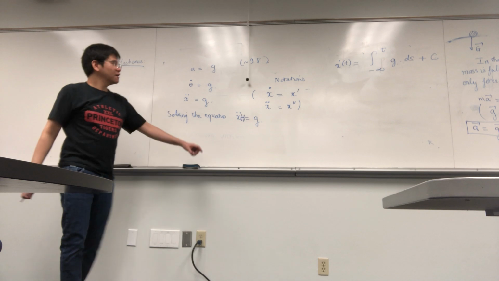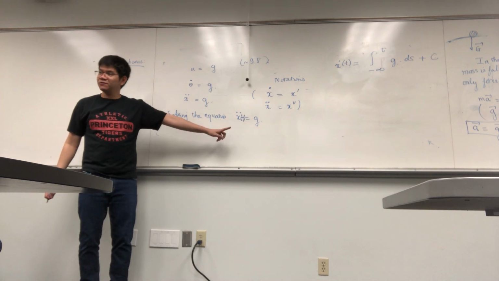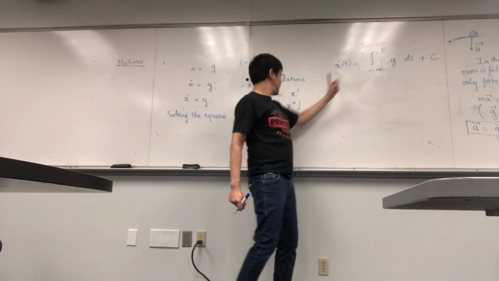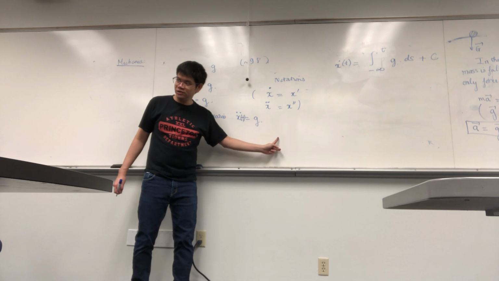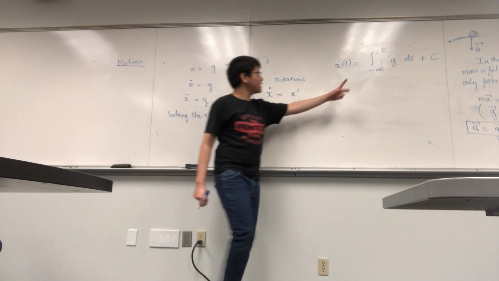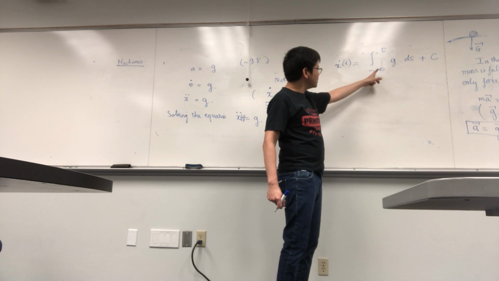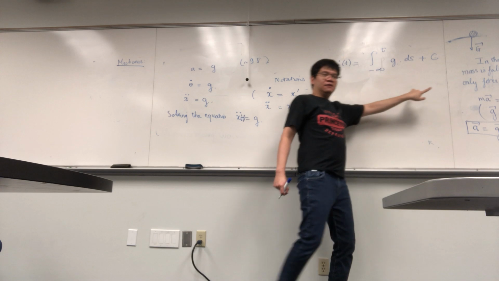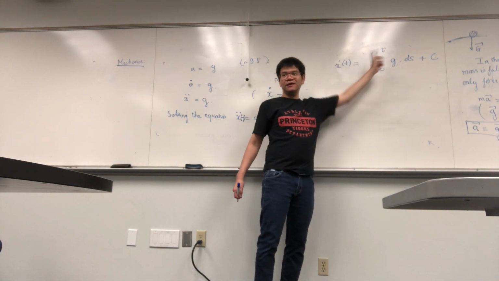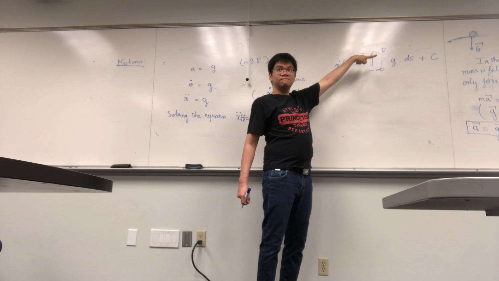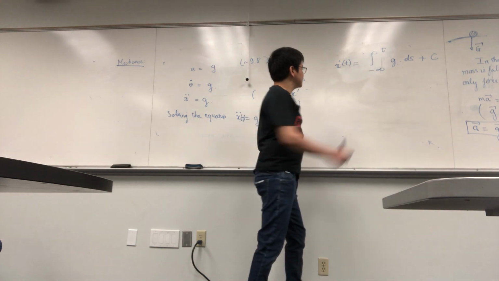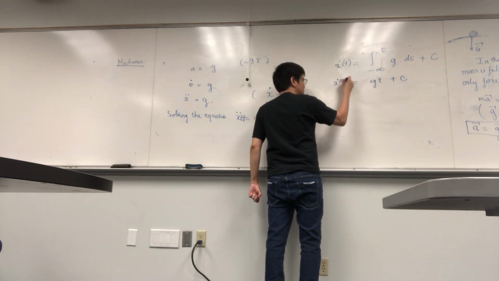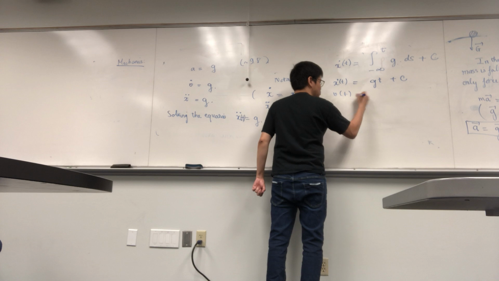So the first thing that we do here is to take the first integration. In this case, x double dot is equal to g. What I do is integrate both sides. I get x dot equal to the integral from minus infinity to t of g ds plus C. G is a constant, so what is this integral? It is gt. So this is gt plus C. So x dot of t will be gt plus C, and v of t is also gt plus C.